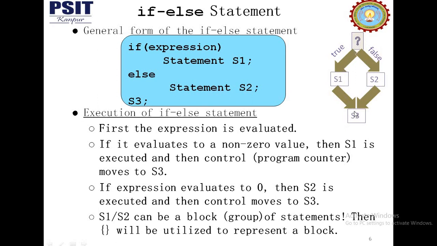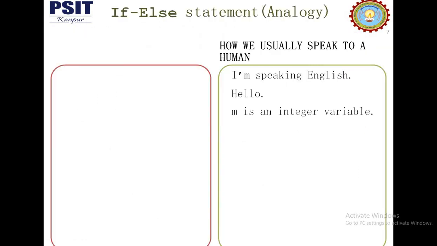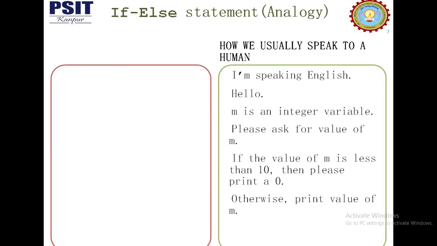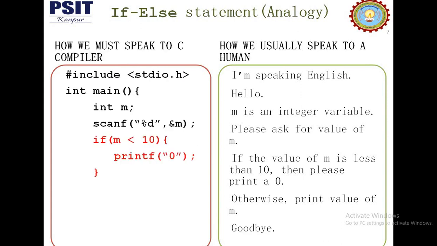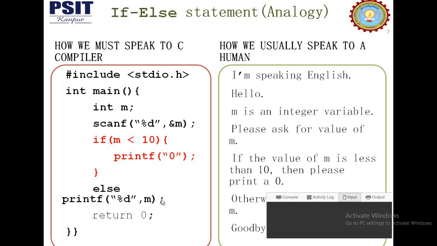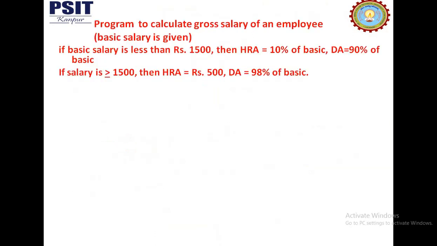Either S1 will execute, then S3, or S2 will execute, then S3, right? So again, the same kind of analogy is there, but here "regardless" has been replaced by "otherwise", and the rest of the things are the same, right? If the value of m is less than 10, the value 0 will be printed. If it is equal to 10 or greater than 10, then m will be printed, right? So this printing of m is dependent on if. That means else is always paired with if. So we should always keep this in mind, right? These are the different points, and they are important.